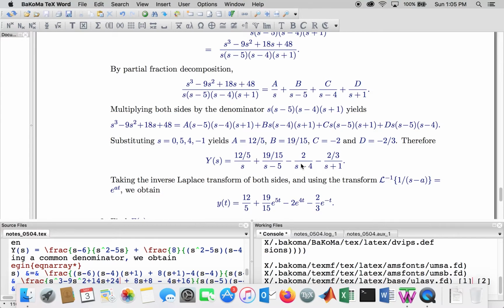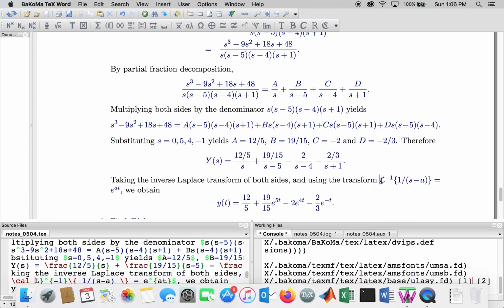So now to take the inverse transform of this, you can consider each term individually, and within each term, pull out the constant factor. So really what you're transforming is 1 over s, 1 over s minus 5, 1 over s minus 4, and then 1 over s plus 1 multiplied by all these constant factors. So you're going to use this rule for all 4 terms.